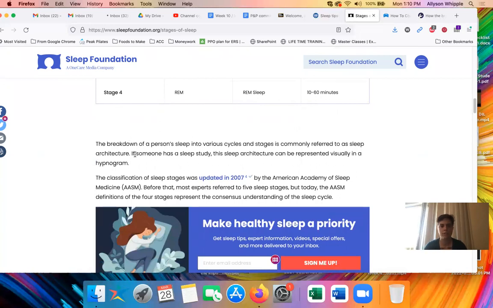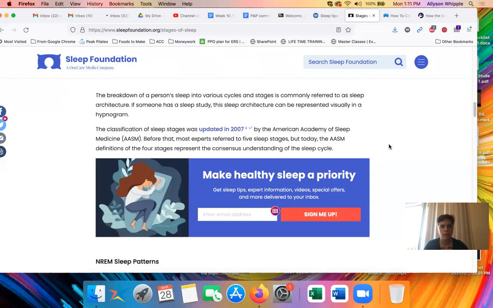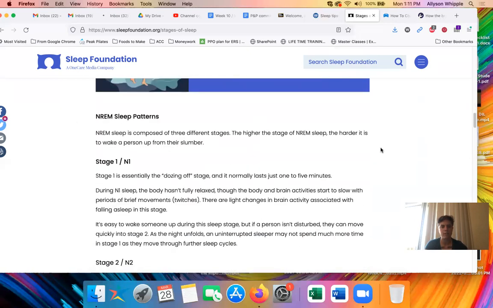The breakdown of a person's sleep into various cycles and stages is commonly referred to as sleep architecture. If someone has a sleep study, this architecture can be represented visually in a hypnogram. The classification of sleep stages was updated in 2007 by the American Academy of Sleep Medicine. Before that, most experts referred to 5 sleep stages, but today the AASM definitions of the 4 stages represent the consensus understanding of the sleep cycle.